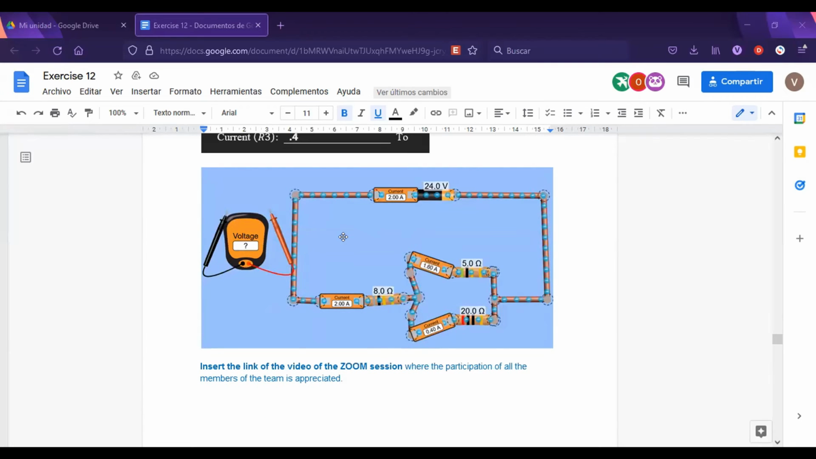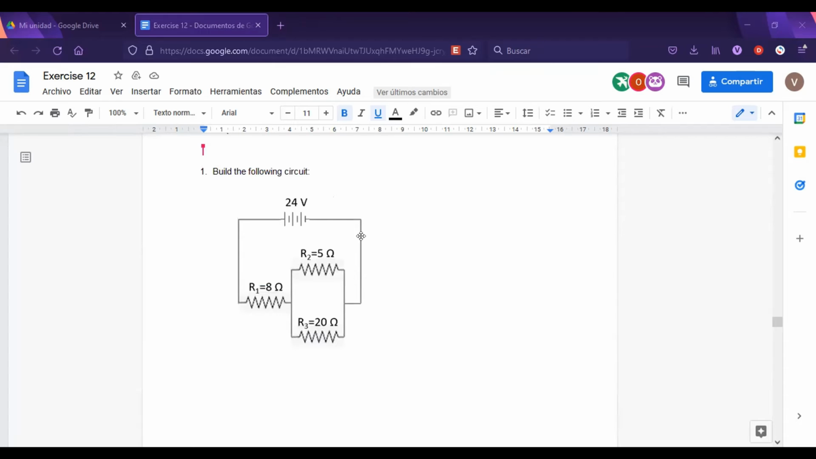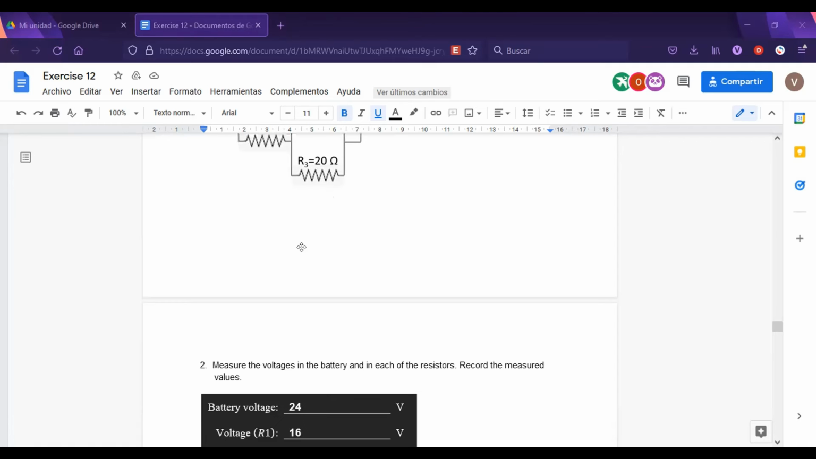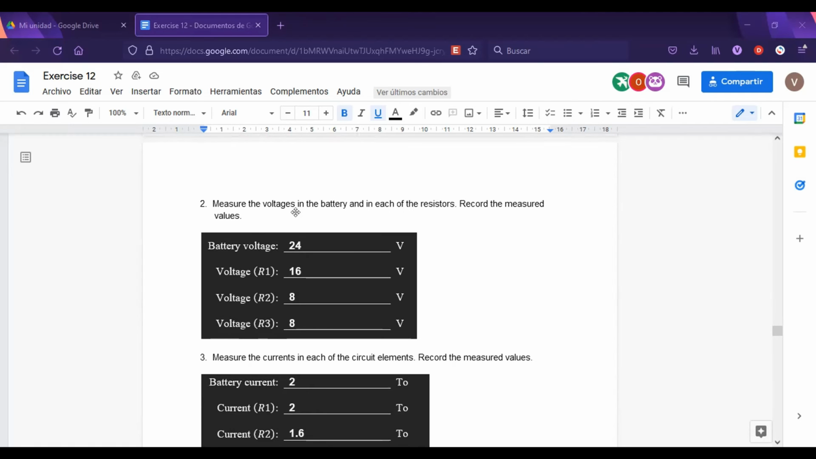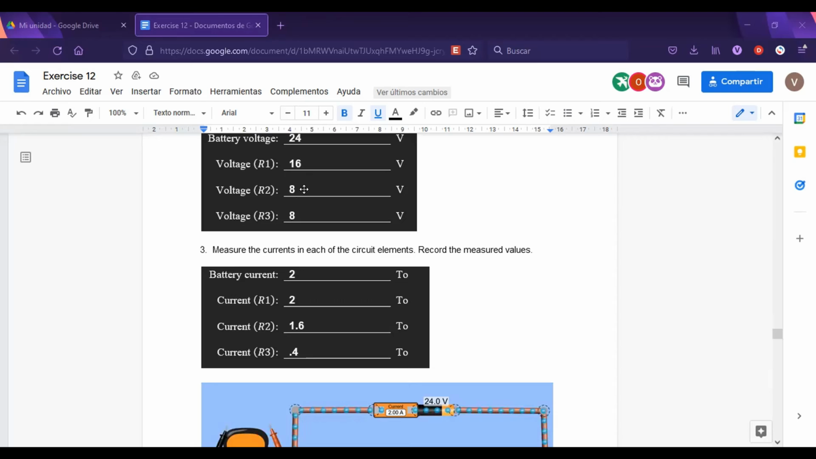Okay, and now the analytical check. Well, for the experiment 3, we have to build this circuit, which is actually a mixed circuit, a mix of the serial and the parallel circuit. And using the simulator, we had these values. The variable voltage is 24 volts, and the voltage of each resistor is 16, 8, and 8.